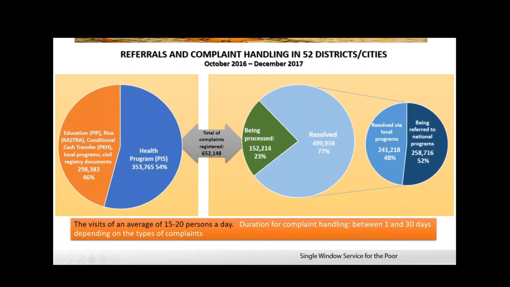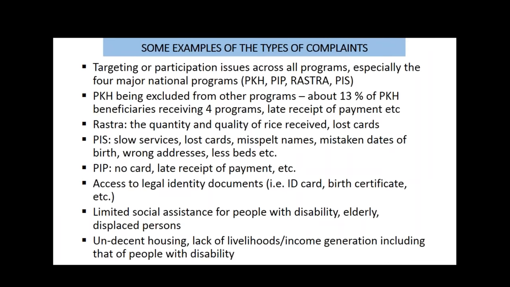Next. Some examples of the types of complaints across all programs: targeting or participation issues are part of the major types of complaints. On the conditional cash transfer, for example, one of the important types of complaints being raised is that PKH recipients being excluded from other programs, while the PKH or conditional cash transfer beneficiaries are the poorest segment in Indonesia.